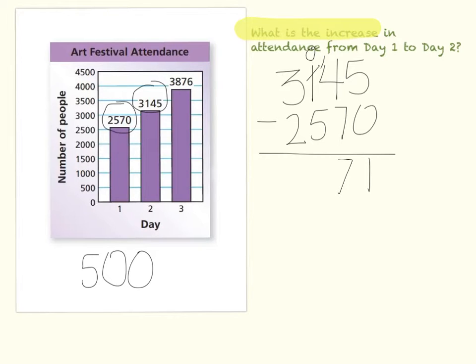I cannot do 0 minus 5 in my hundreds column, so I'm again going to have to borrow from the thousand. So make that a 2 and add my 1. And now I have 10 minus 5 is 5. So my answer, over here I have 2 minus 2 is 0, so I'm not going to write that one down. My answer is 575, which is close to my estimate. So I believe that I am correct, and I'm going to write 575 people.